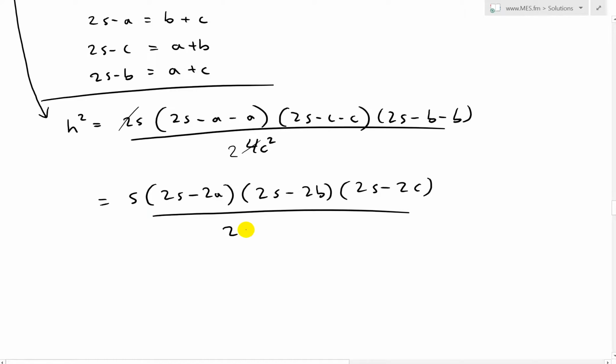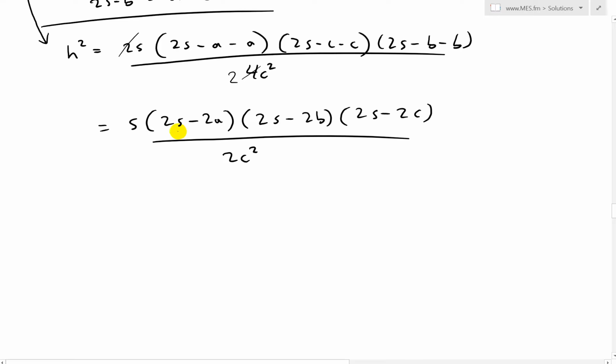So now we have 2c squared, and now what we could do is factor out the 2, we'll factor it out on all of them. So this equals, factor this out, let's put an s, times 2, and then s minus a. Here we're going to have, well, 2 times s minus a.